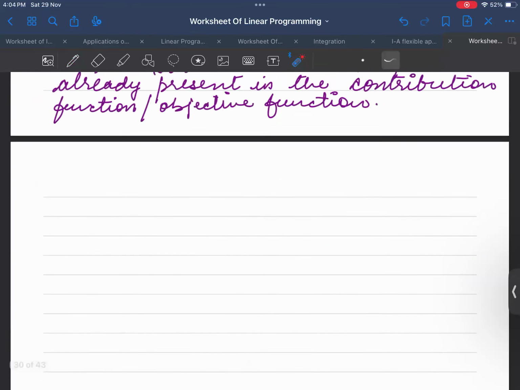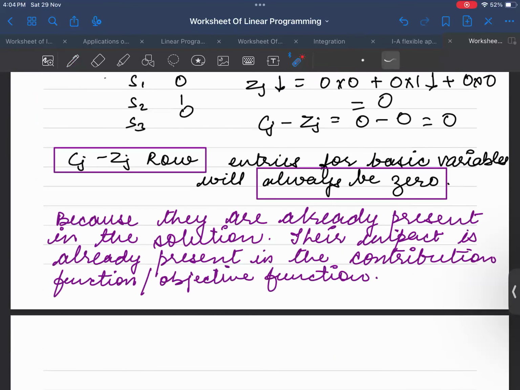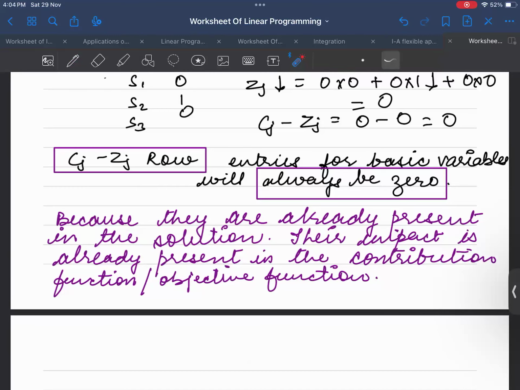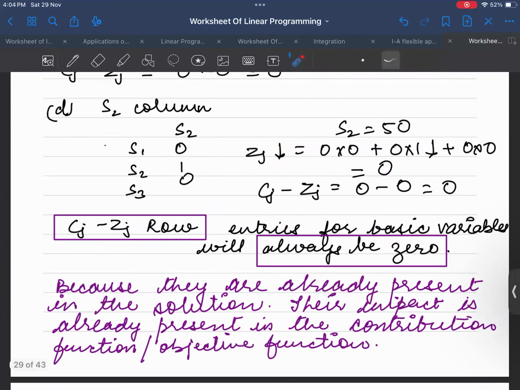Right, let me repeat: entries for the basic variables will always be 0 in the row Cj minus Zj in our simplex table, because they are already present in the solution, or their impact is already present in the contribution function of the objective function. I think it's clear. Second point, understand that part? This was the first part.